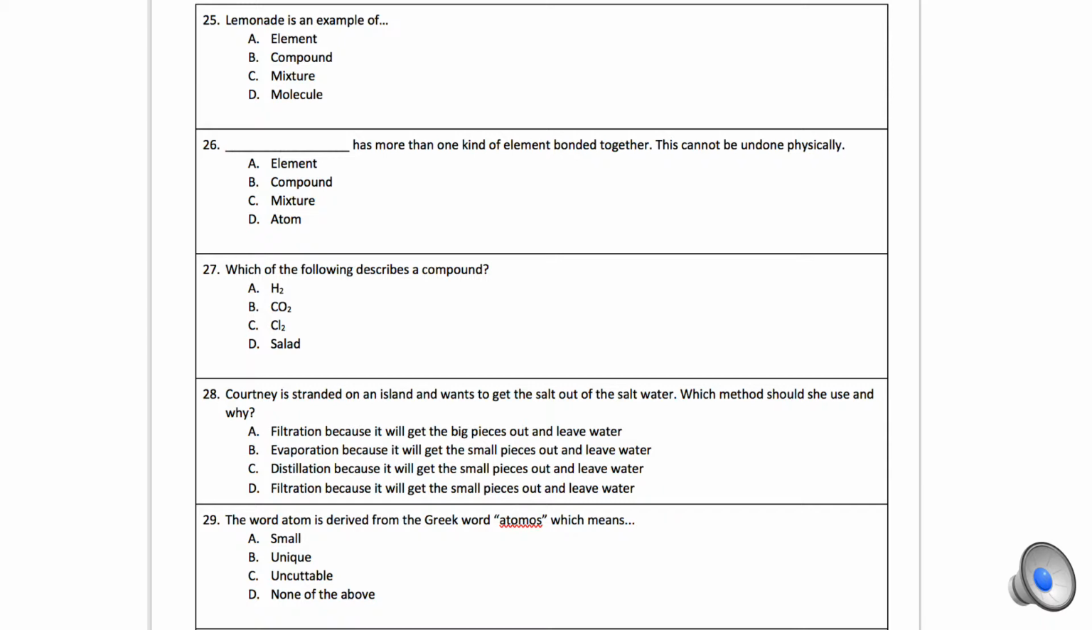Number 27. Which of the following describes a compound? A, H2, B, CO2, C, Cl2, or D, a salad.